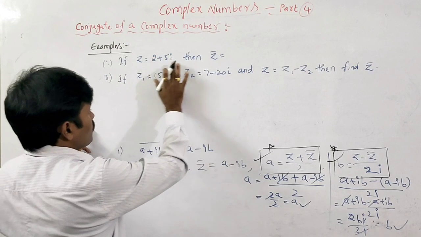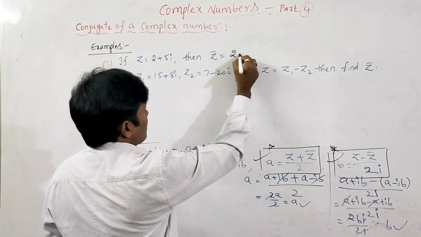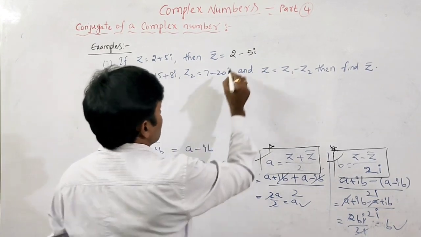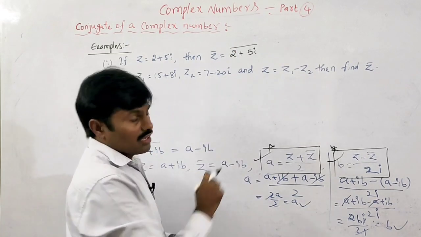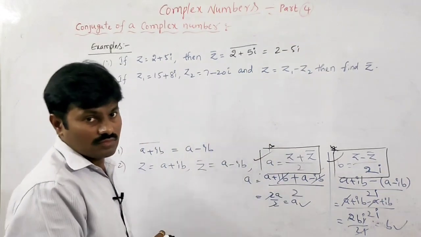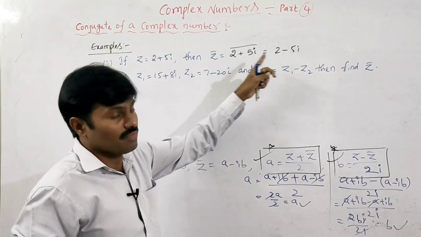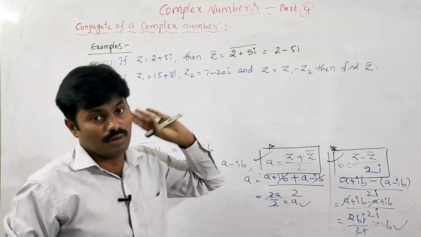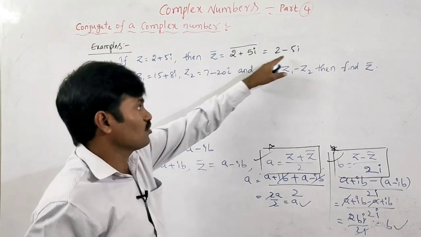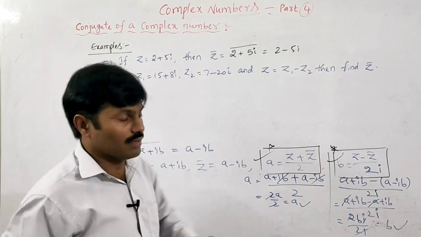Here, if z is equal to 2 plus 5i, what is its conjugate? We know that we only have to change the sign of the imaginary part. If a plus ib, then its conjugate is denoted by a horizontal line over 2 plus 5i. So the final answer is 2 minus 5i. That means the sum of these two numbers must be a real number, then only we call it its conjugate. So 2 plus 5i plus 2 minus 5i gives us 4, a real number, and the product will also be a real number. Okay.